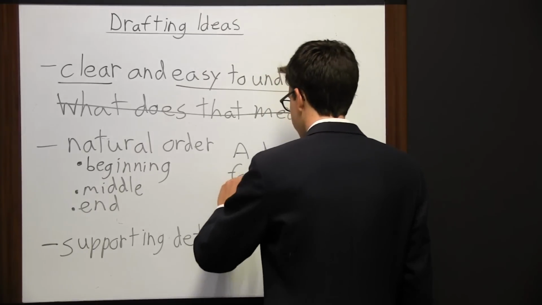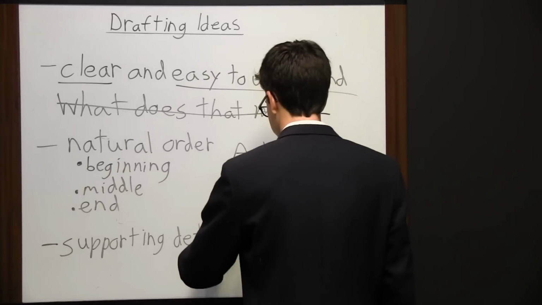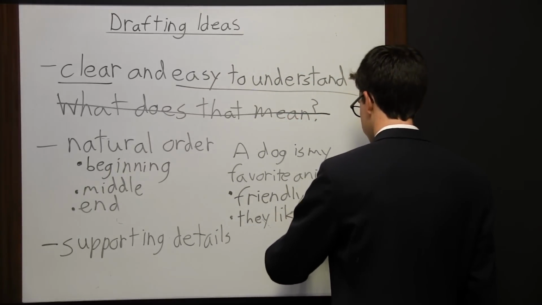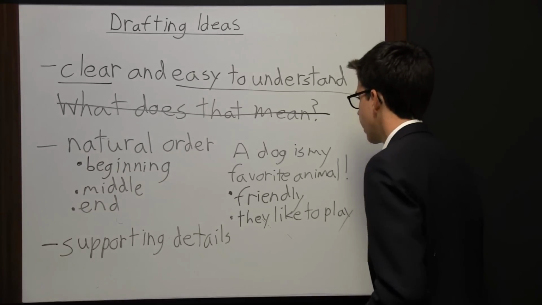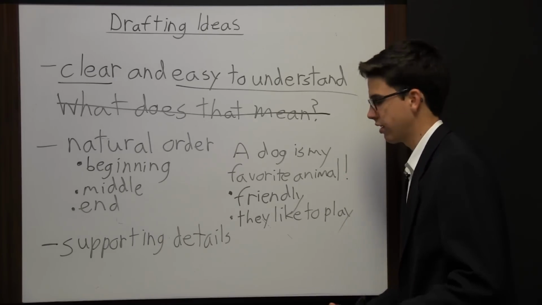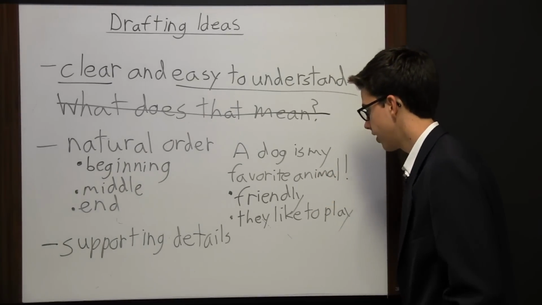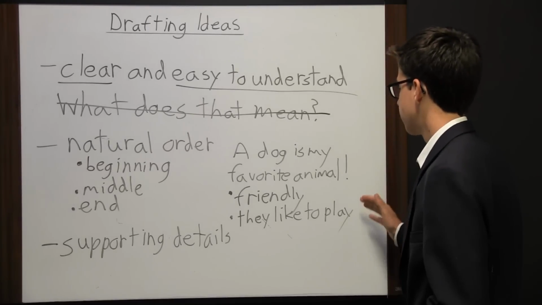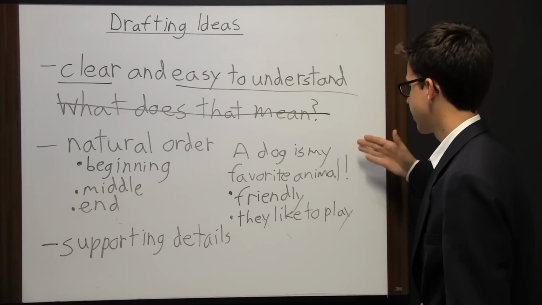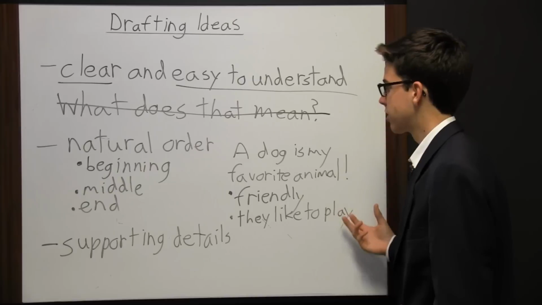So one maybe is that dogs are friendly. Maybe you have a real friendly dog. And another point could be that they like to play. And so now not only are you saying a dog is my favorite animal, you're saying why in your paper. So you can say, a dog is my favorite animal. A couple of the reasons a dog is my favorite animal is because they are very friendly. Another reason is that dogs love to play, and I like to play with them. And now not only do you have a particular opinion, but you also have supporting details to go along with it, so your ideas are more believable.